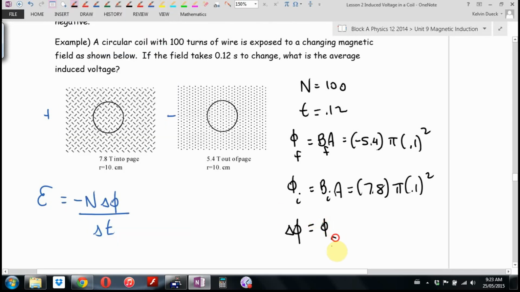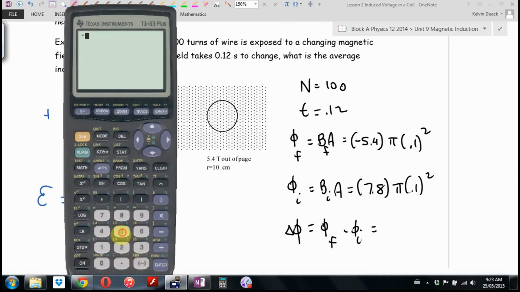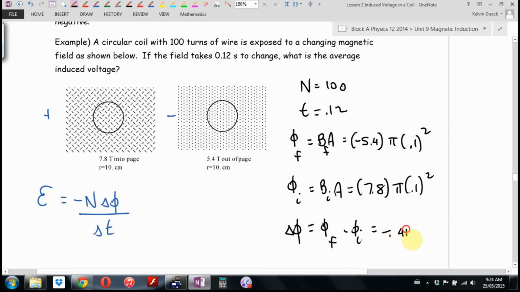You know what, Mr. Dueck? Just because of that, you better write that. Final minus initial. It's going to be negative 5.4 times pi times 0.1 squared minus 7.8 times pi times 0.1 squared. You got a change in flux of negative 0.41469, blah. So I'm going to write negative 0.4147, but I'll keep this number on my calculator. Units for flux: webers.